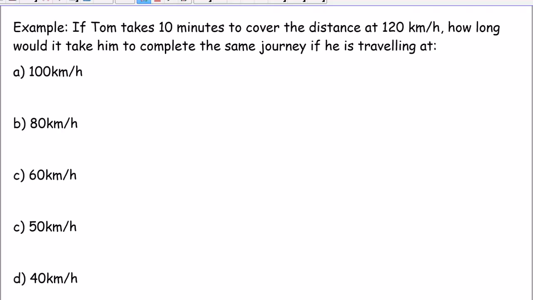This is an example. If Tom takes 10 minutes to cover the distance at 120 kilometers per hour, how long will it take him to complete the same journey if he's traveling at 100 kilometers per hour, 80 kilometers per hour, and so on and so forth? So first thing is we need to establish what formula we are going to use here. Of course, we can see we have minutes, which is time, and we have speed.